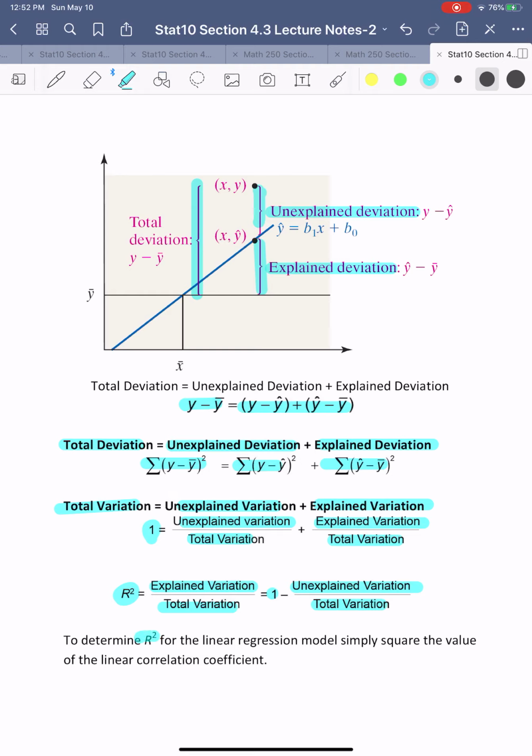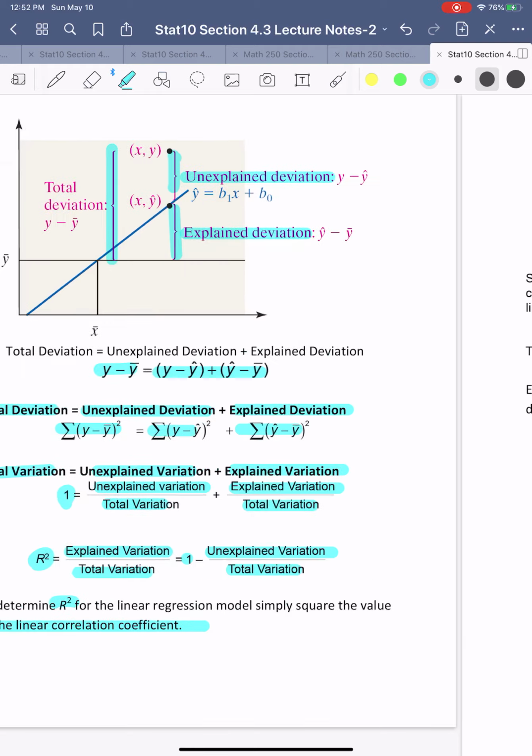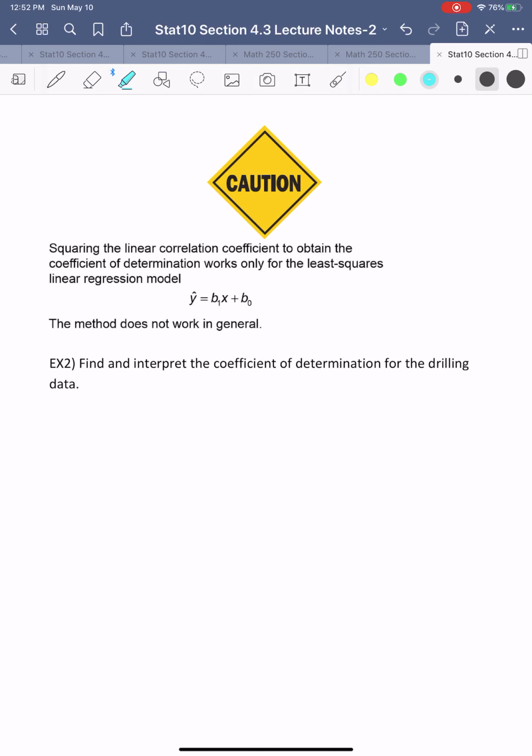The R squared of a linear regression model is simply the square of the linear correlation coefficient. But you have to be careful: squaring the linear correlation coefficient to obtain the coefficient of determination works only for the least squares linear regression model, like the one we did in the last sections.